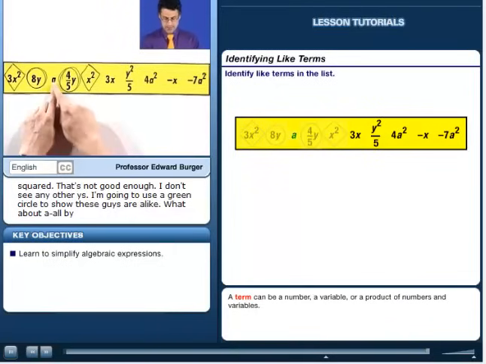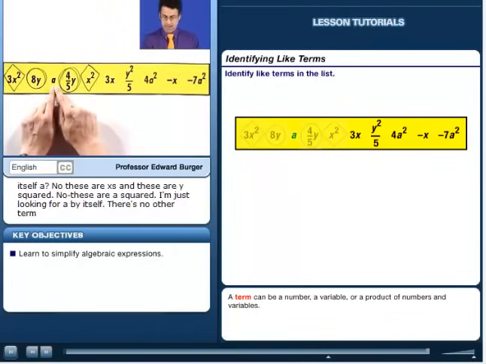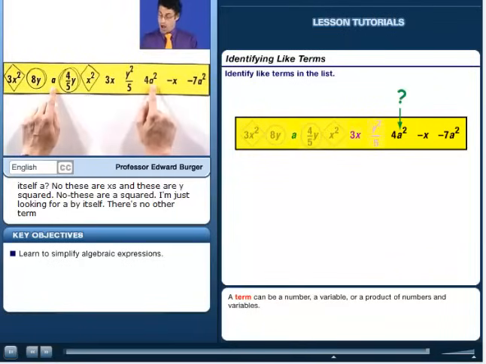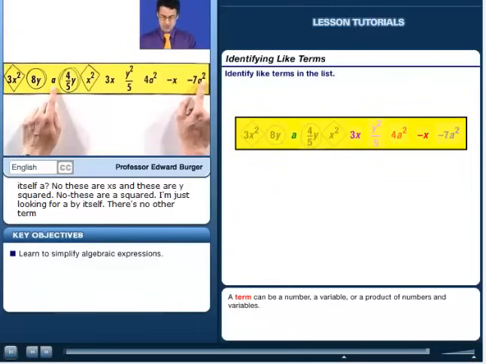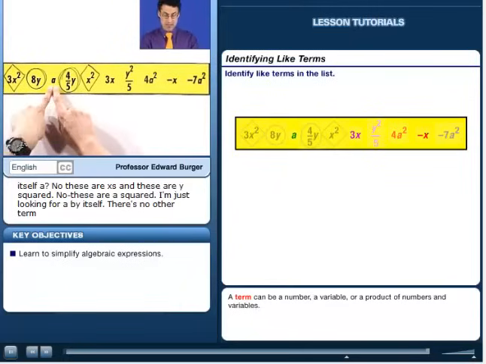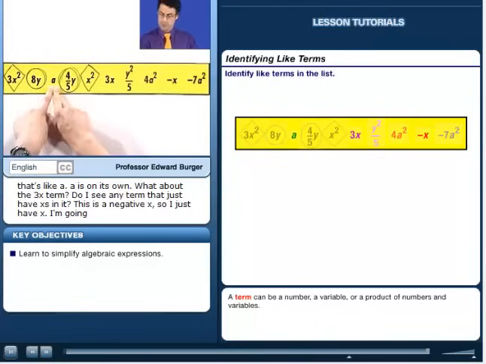What about a? A, all by itself, a. No, those are x's. These are y squareds. Oh, no, these are a squareds, and I'm just looking for a's by themselves. So no. In fact, there is no other term that's like a. A is on its own.